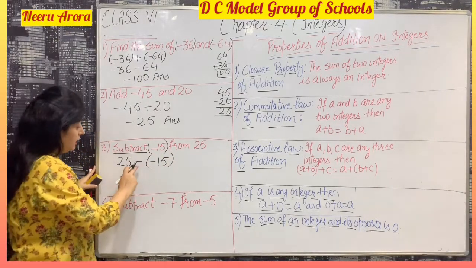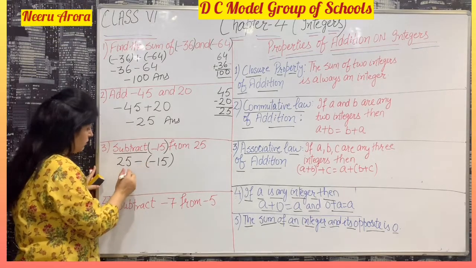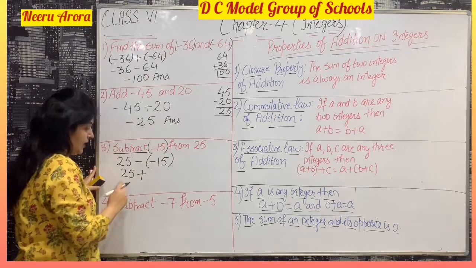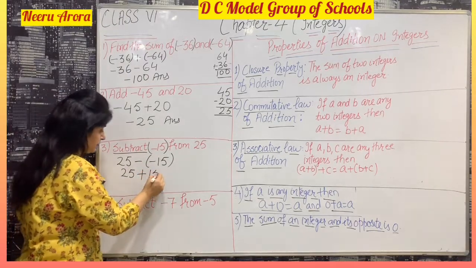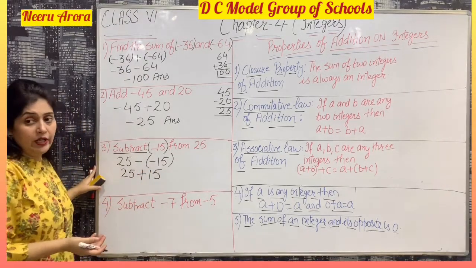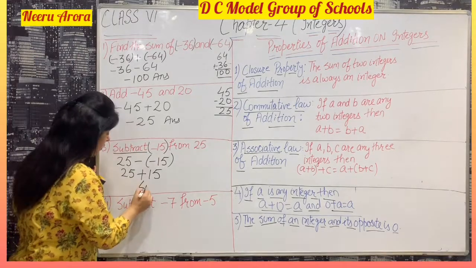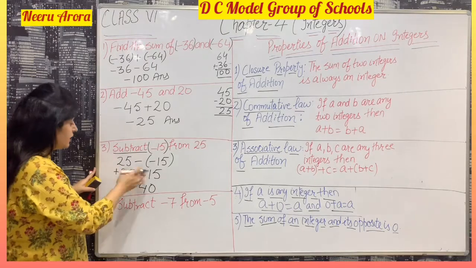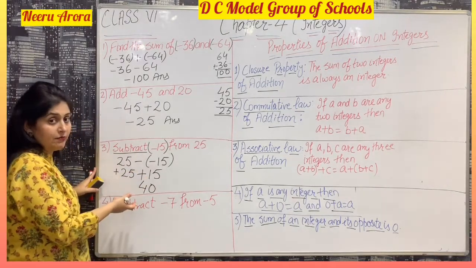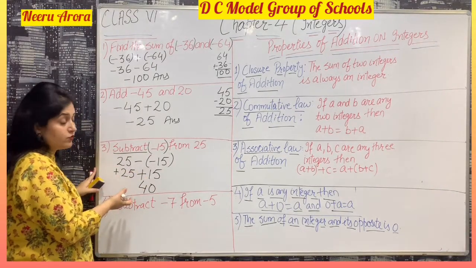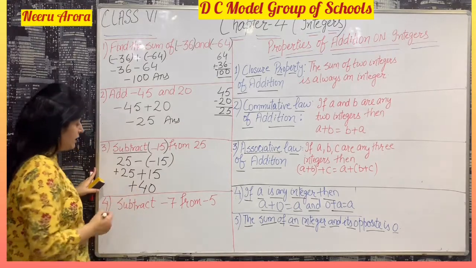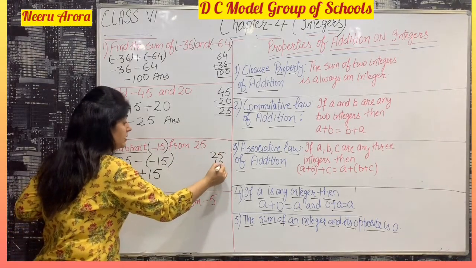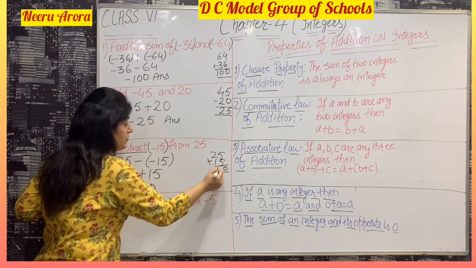Here again we have two signs, we convert this into a single sign. Minus into minus, it is plus. Minus minus plus. So it is a simple one. 25 plus 15, it is 40. No sign here means plus. Both terms are of plus, the same sign, so we add the numbers, we find the sum. So it comes 40.